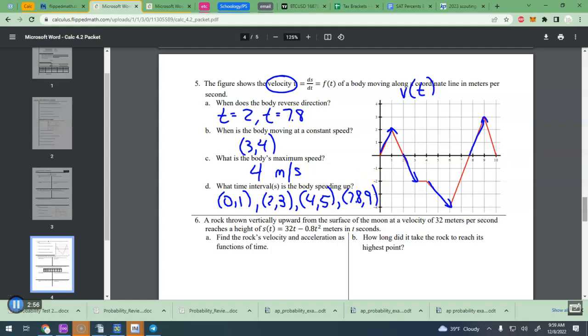How's that, Trey? Yeah, I think they just worded it differently. They were like, when does the body reverse direction? So it just confused. What else? What else? Yeah.